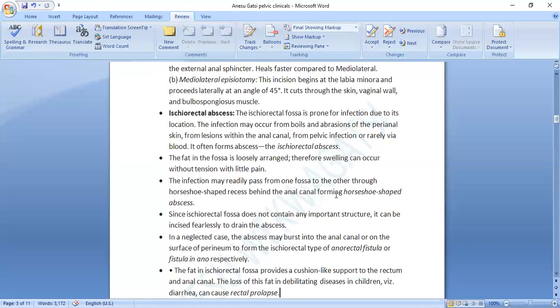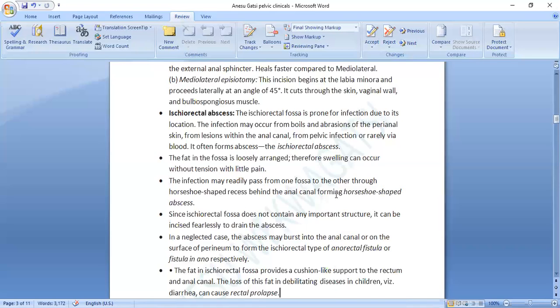And then an infection may actually pass from one urethral fossa to the other, that is through a horseshoe-shaped recess that is posterior to the anal canal. So you then find that these urethral fossas actually have three recesses: an anterior recess, then a posterior recess that actually grows towards the ischial tuberosities.